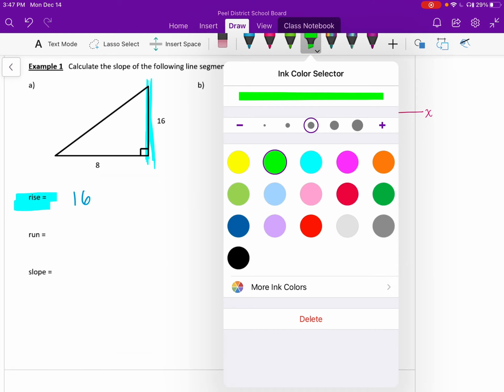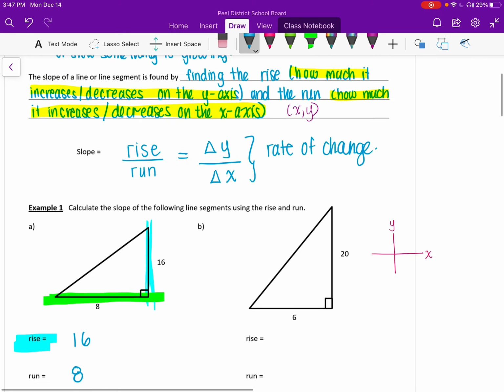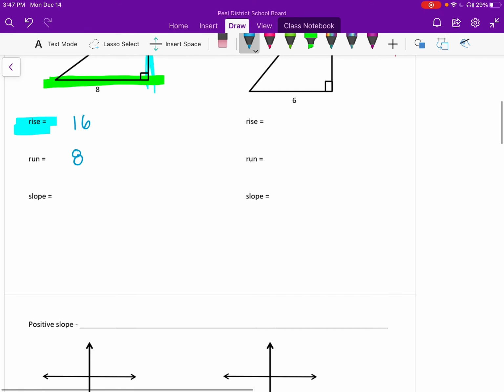Now I want to know how much my run is. My run is going to be the change in x, which would be here. So my slope is going to be rise over run, and my rise is 16 over 8. I'm just going to do 16 divided by 8, so my slope is 2.